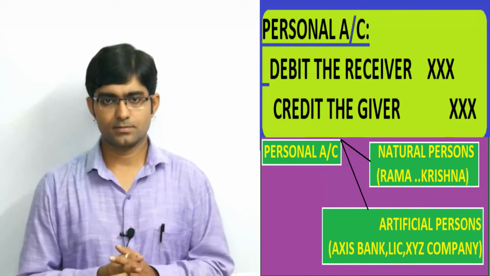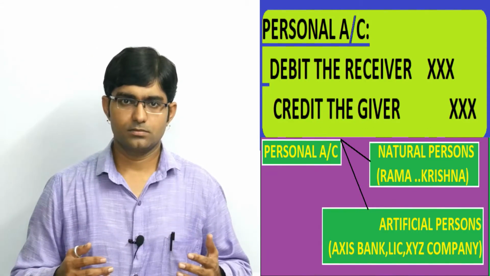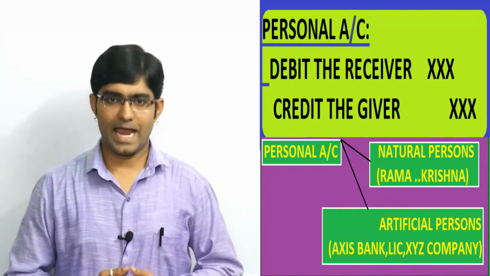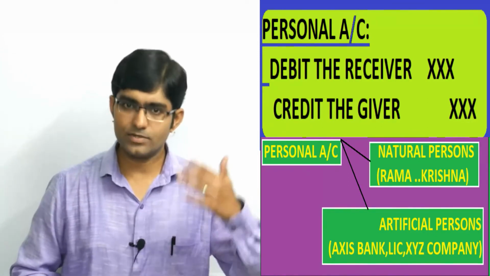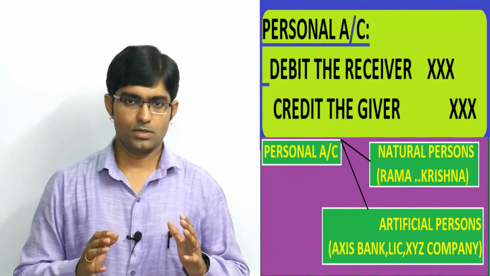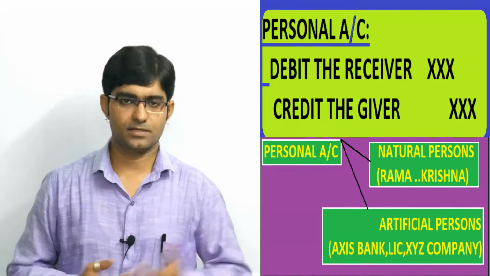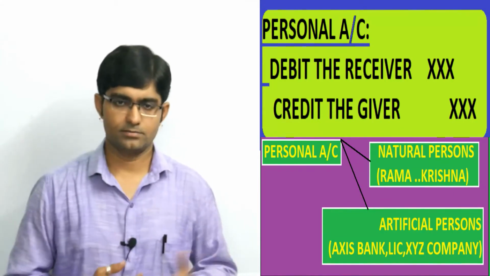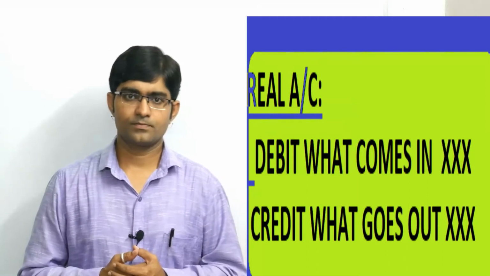What is this? Debit the receiver, credit the giver. For example, say there is Mr. X. What kind of activities can he do? Either he can give something or he receives something. That's it. So, if he is a receiver, then debit the receiver. If he is a giver, then credit the giver. This is the rule.